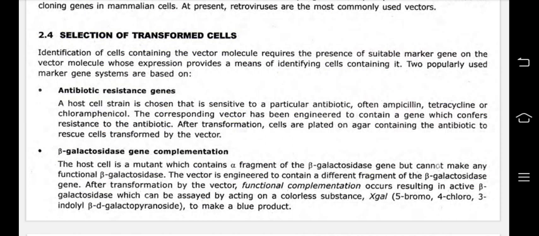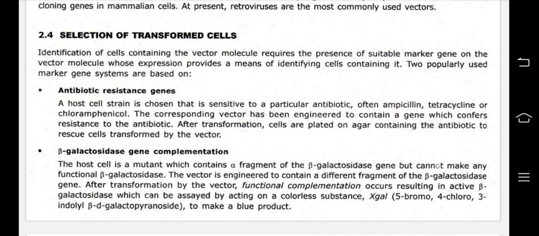Two popularly used marker gene systems are based on antibiotic resistance genes. A host strain is chosen that is sensitive to a particular antibiotic, often ampicillin, tetracycline, or chloramphenicol. The corresponding vector has been engineered to contain a gene that confers resistance to the antibiotic. After transformation, cells are placed on agar containing the antibiotic to rescue cells transformed by the vector. Then, beta galactosidase gene complementation.